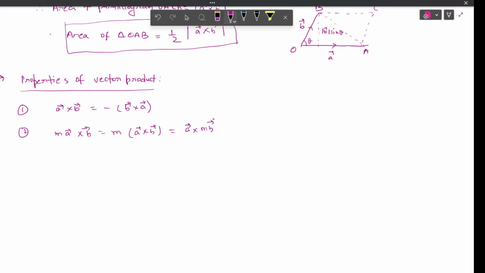Now our third property is, if A and B are two vectors and m and n are scalars, then we can say m into A vector cross n into B vector is m into n, A cross B, that is m into A cross nB, or n into mA cross B. You can adjust the scalars with any one of the vectors, or you can keep them outside. This is the property.